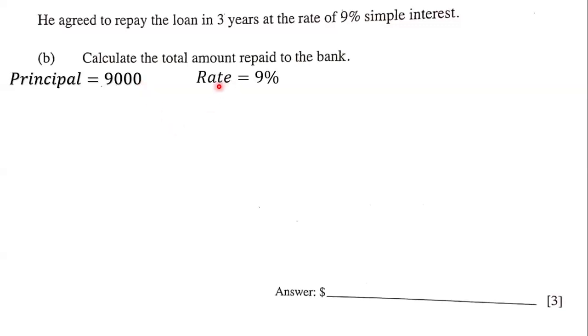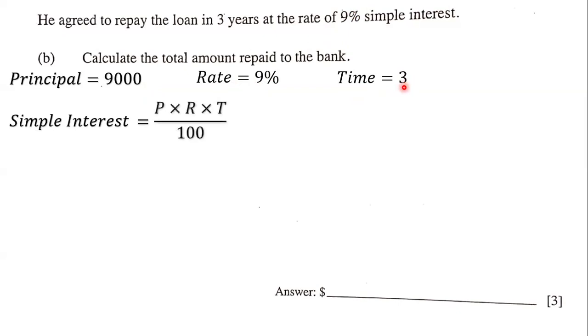Next, we have the rate. The rate is 9%. The next thing that we have is the time. And the time is 3 years. The time is 3. And so the simple interest formula is the following. Principal times rate times time all over 100.